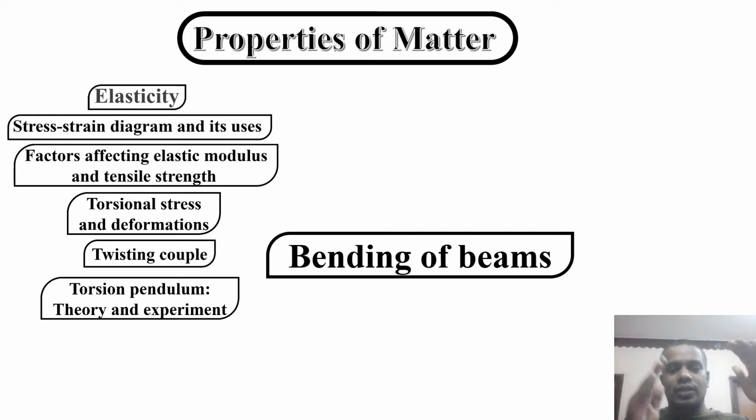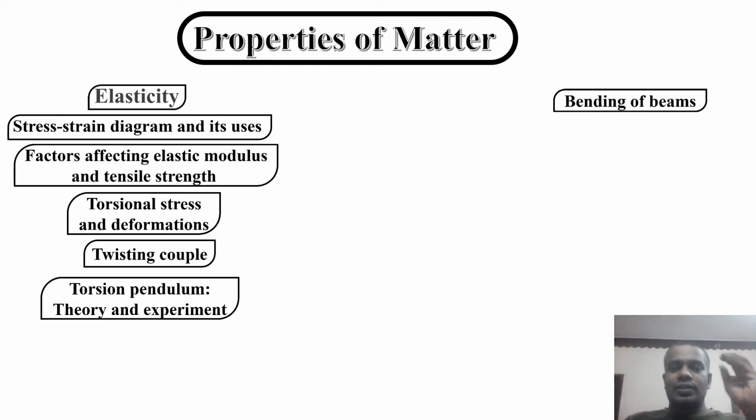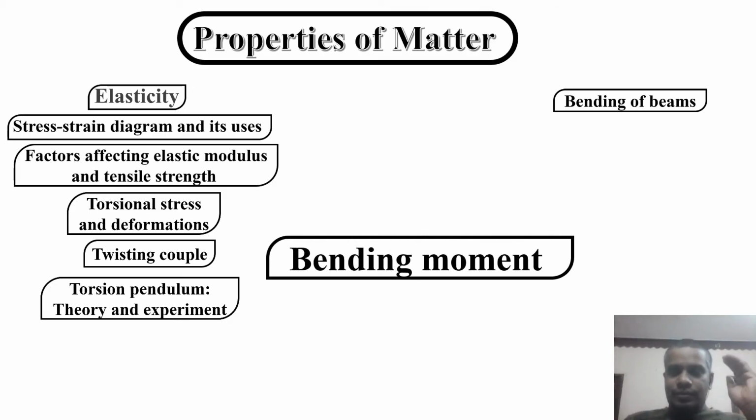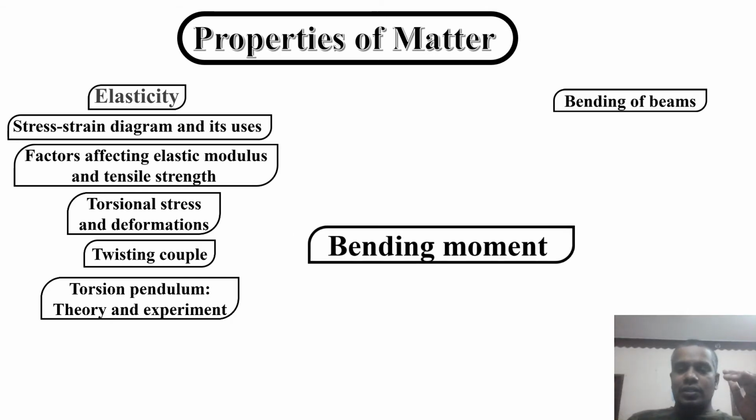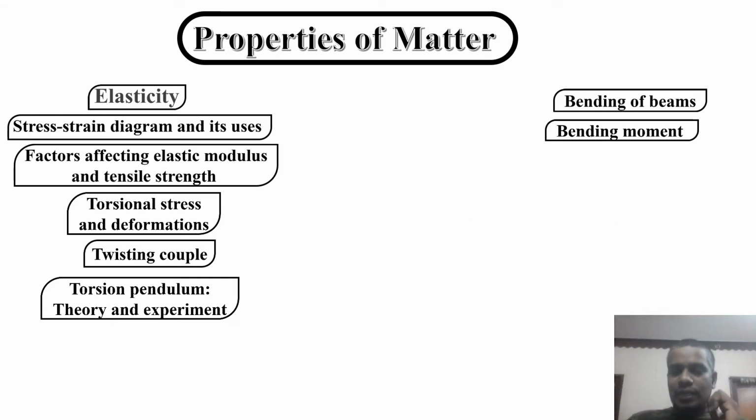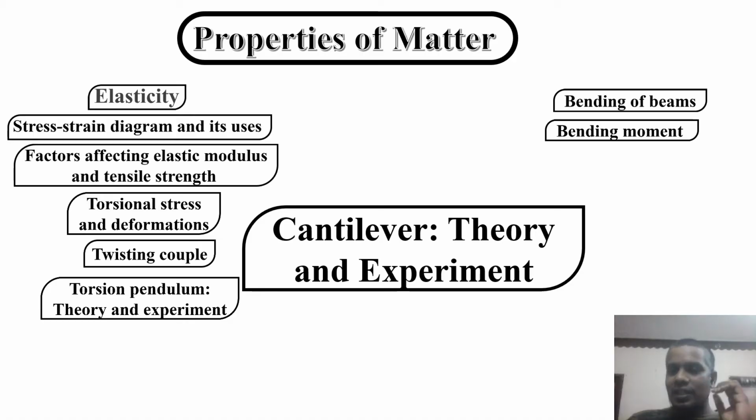So these are the one topic. The next thing is a little bit different, but not exactly different. The bending of beams is what we are going to discuss. Then the bending moment. We will look at that couple. What is the couple, how is the bending moment different from the couple, those things we will see in the bending moment. Once we have the idea about the bending moment, then we can study the cantilever, the theory and then the experiment.